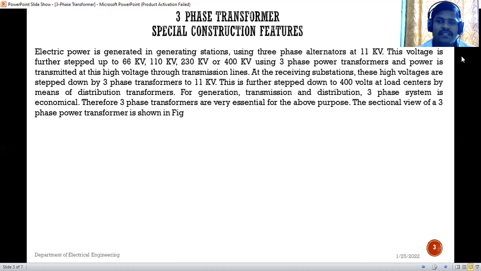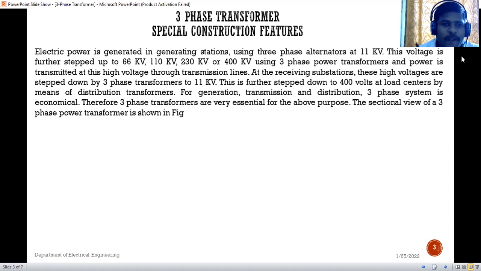So if some industry requires, that means 110 kV, a big industry, it will require 110 kV. So that 110 kV voltage can be directly given to that industry or industrial substation.